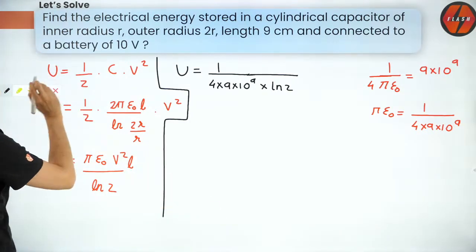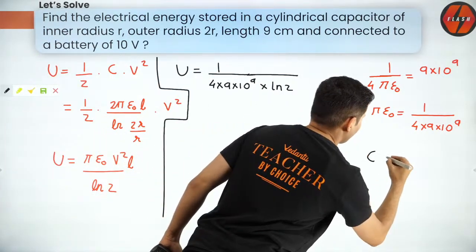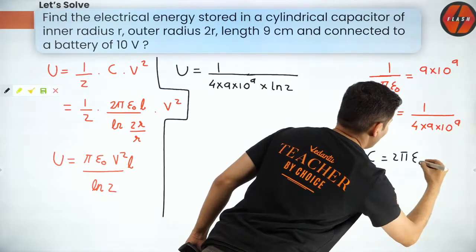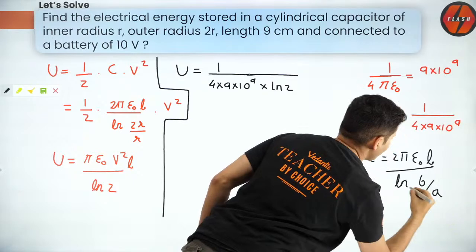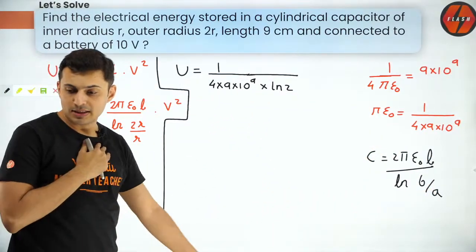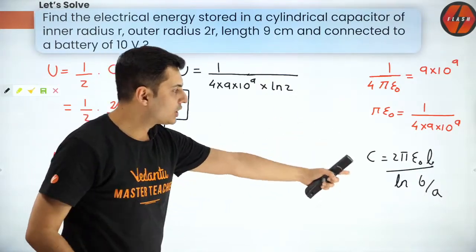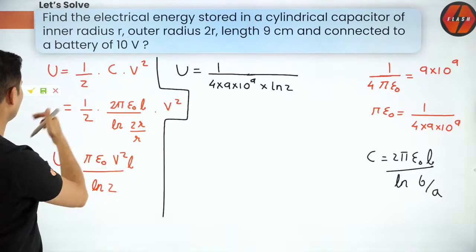All right. So remember, capacitance is 2 pi epsilon naught L by ln B by A. Yes, oh, I missed it. My bad, guys. So sorry. Please add that length term. I think it just slipped my mind.